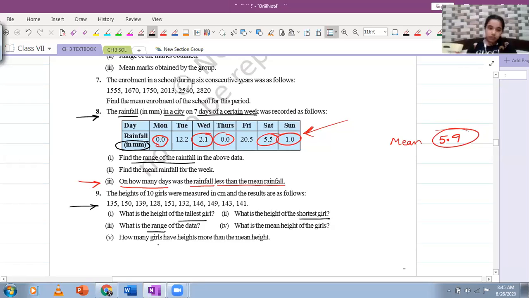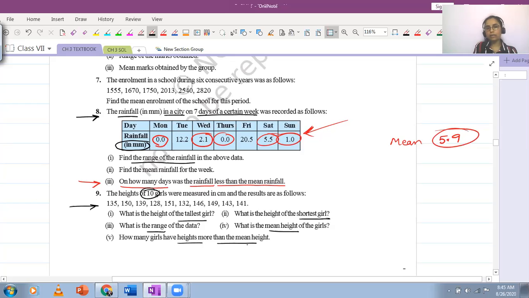23 centimeters. So by subtracting the height of the shortest girl from the height of the tallest girl, you will find the range. Then you have to find out the mean height. Sum of all values divided by 10 because we have 10 numbers. Then fifth part, how many girls have height more than the mean height? After finding the mean, you have to see how many numbers are greater than the mean. Is the question clear?